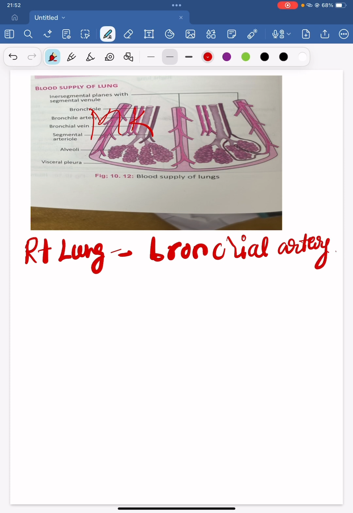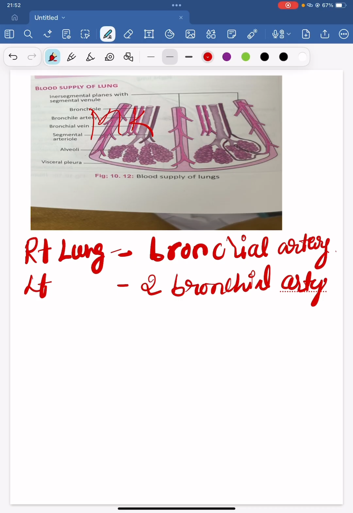The bronchial artery, and the left lung is supplied by two bronchial arteries. So, deoxygenated blood is brought into the lungs by two pulmonary arteries, and oxygenated blood is returned to the heart by four pulmonary veins. So, here are the main important things.